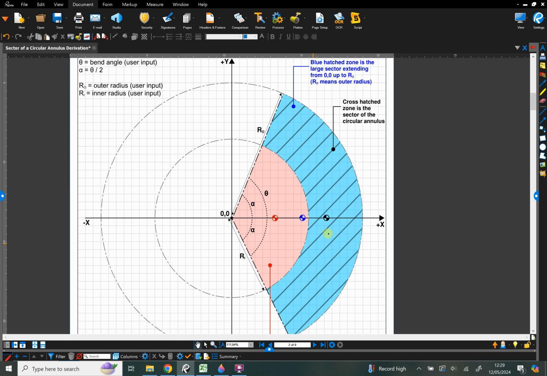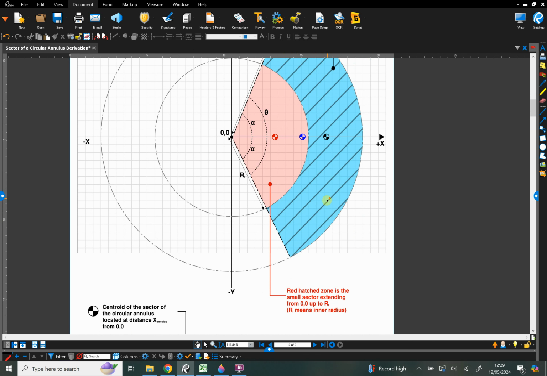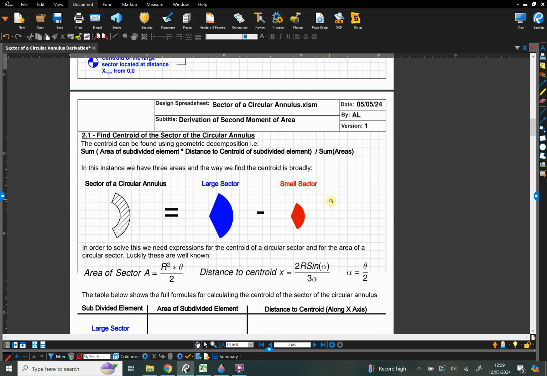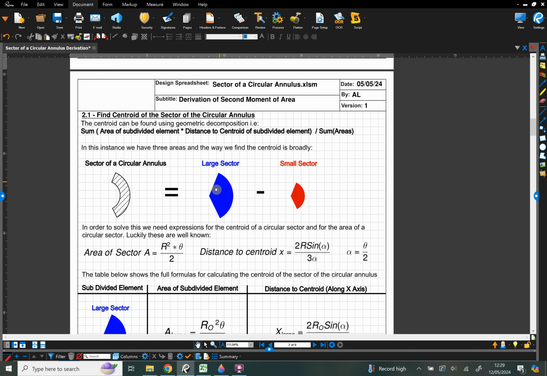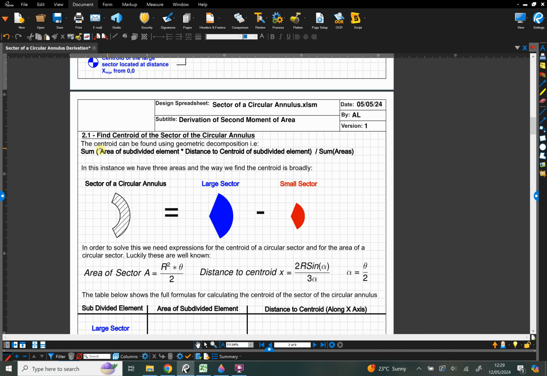Okay, so step one is finding this centroid, and the way we find it is we use the process of geometric decomposition. If I scroll down here, we're going to find the centroid by doing the large sector minus the small sector. The geometric decomposition is this formula here in a generic sense. It's the sum of the area of each subdivided element times the distance to the centroid of that element, over the sum of all the areas.